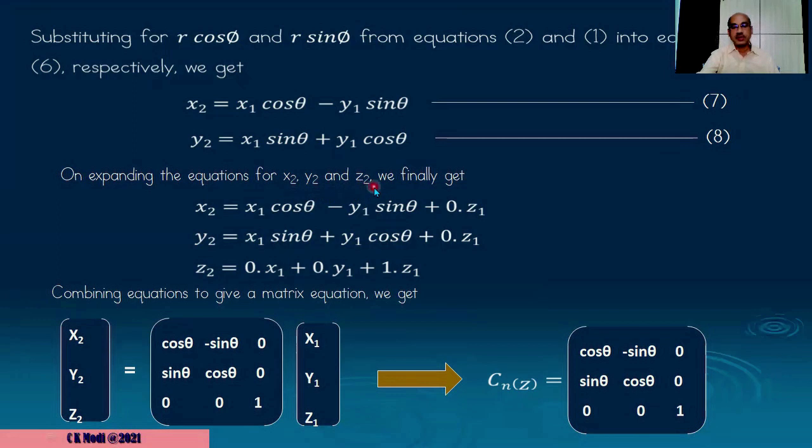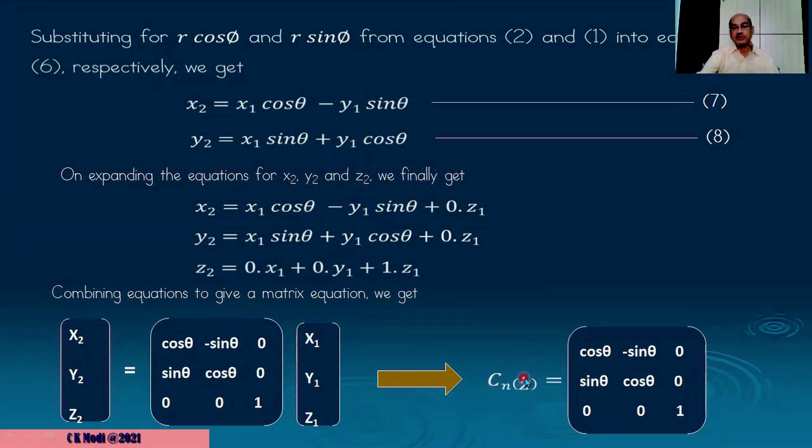Now on expanding the equations for x2, y2 and z2 three-dimensionally, what is the value? x2 is equal to x1 cos theta minus y1 sin theta plus 0 z1. For y2, three-dimensionally, x1 sin theta plus y1 cos theta plus 0 z1. And in the same way, z2 is equal to 0 x1 plus 0 y1 plus 1 z1, because z2 is equal to z1. So for x2, y2 and z2, finally we have derived the matrix: cos theta, minus sin theta, 0; sin theta, cos theta, 0; 0, 0, 1. Look at this final matrix.